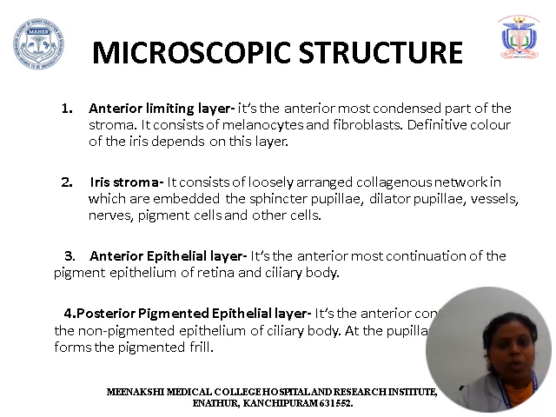Iris stroma consists of a loosely arranged collagenous network in which are embedded the sphincter pupillae, dilator pupillae, vessels, nerves, pigment cells and other cells. Next comes the anterior epithelial layer. It is the anterior most continuation of the pigment epithelium of the retina and the ciliary body. The posterior most structure is the posterior pigmented epithelial layer, and it is the anterior continuation of the non-pigmented epithelium of the ciliary body. At the pupillary margin, it forms the pigmented frill.